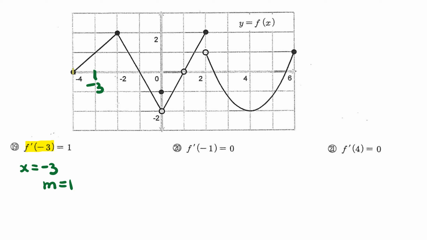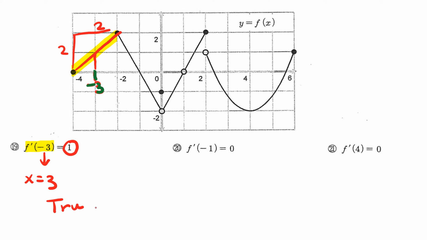Let me rephrase that again, I feel like I mispronounced that. Basically this means when x equals -3, which is right here, the slope is equal to 1. So if I go straight up, is this slope equal to +1? That's true because the rise is 2 and the run is 2, so the slope of that linear line is indeed 1, so this is going to be true.